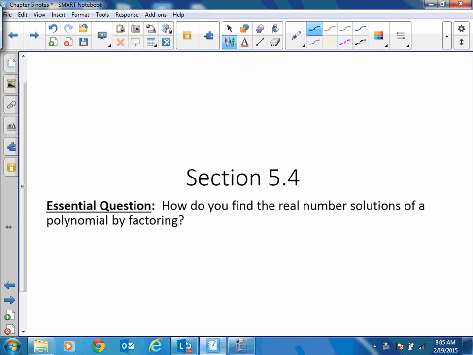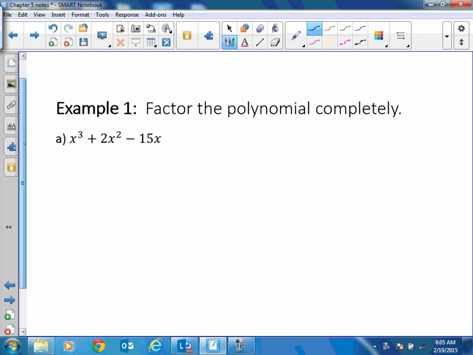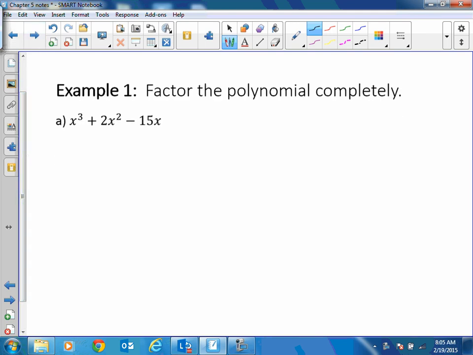All right, section 5.4 notes. Such question: how do you find the real number solutions to a polynomial by factoring? We're going to factor the polynomial completely. The first thing you always want to look for is the greatest common factor. In this case it is x. When you take out an x, you're left with x squared plus 2x minus 15.